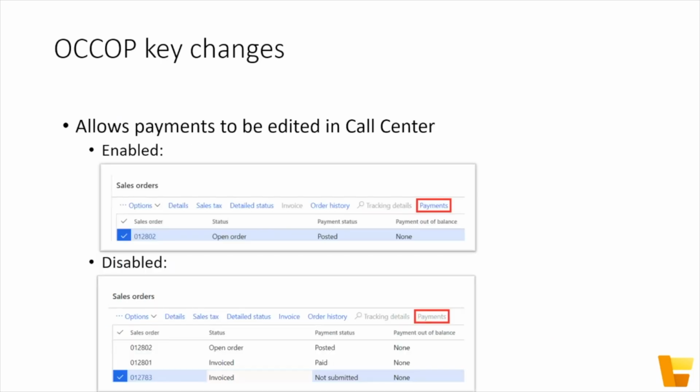And another key change here, which you probably noticed if you played around with the feature, is when this feature is enabled, you can click on your payments in call center and see your payments as if the order was generated in call center. If the feature is disabled, the payments button is disabled and you can't manage your payments. So that's a key point there. This is the biggest part of this feature, is that you can click on this and manage payments from call center.